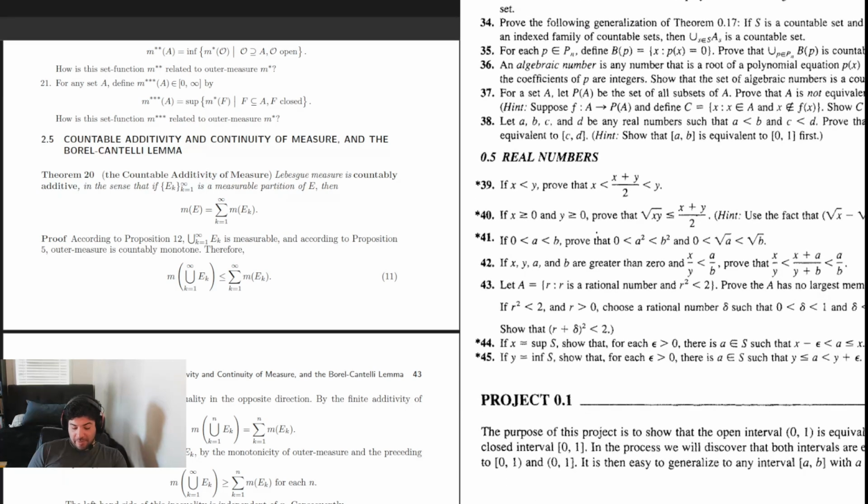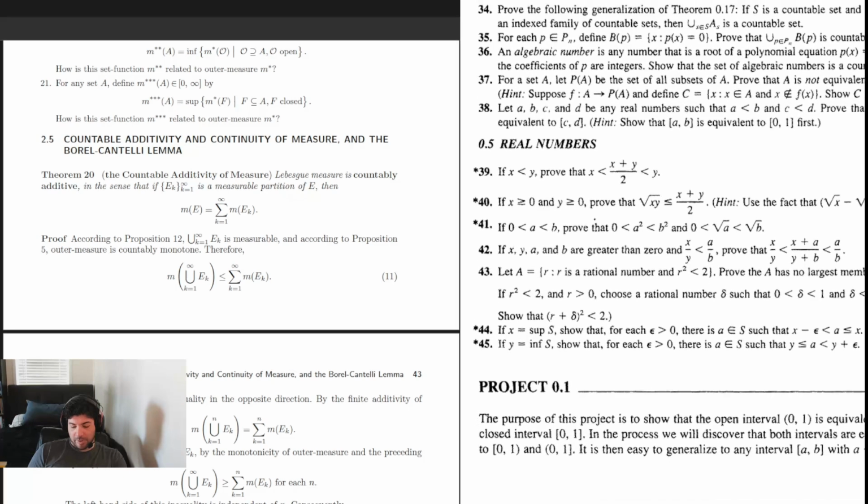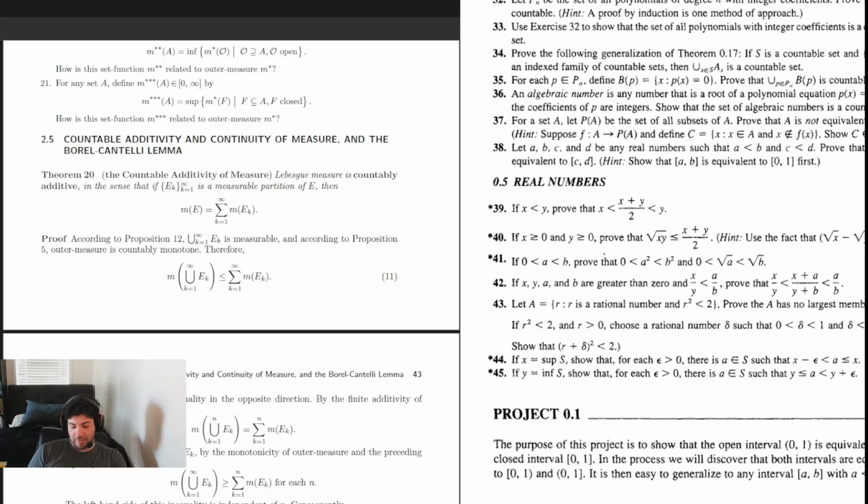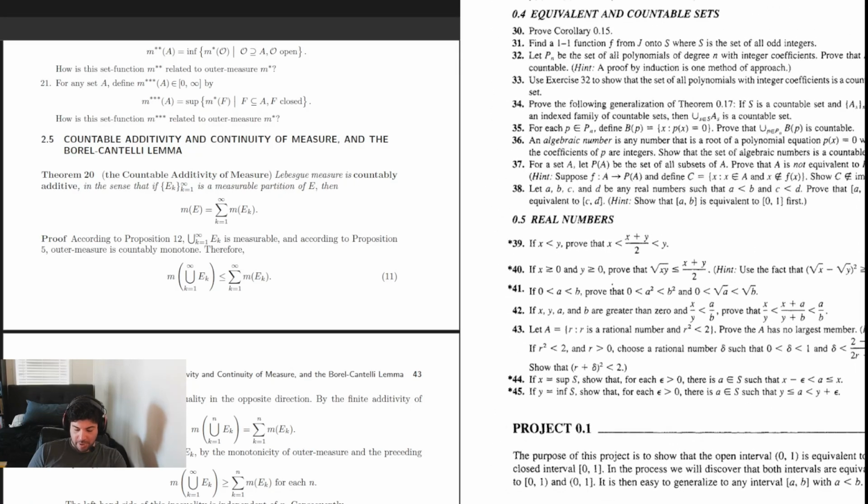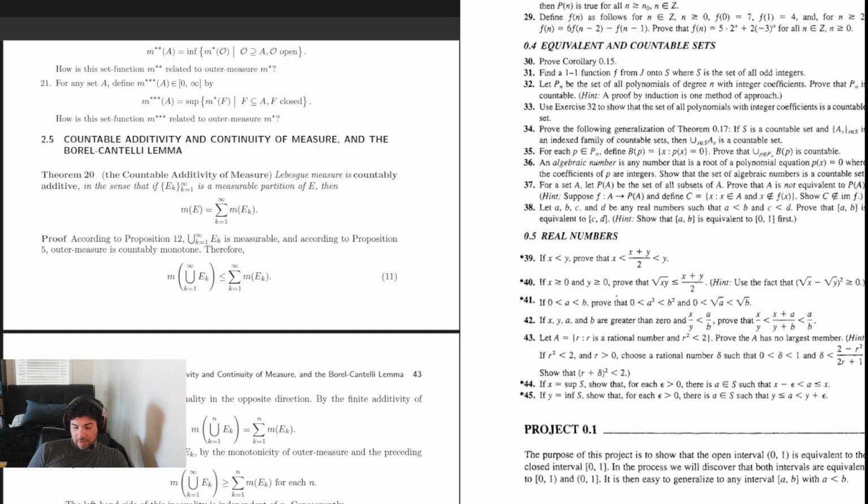If y is an infimum of the set S, then for each epsilon greater than 0, there exists an a in S such that this inequality holds. This is used a lot in measure theory. This is probably used the most so far out of all of the undergrad real analysis. So this is very important.